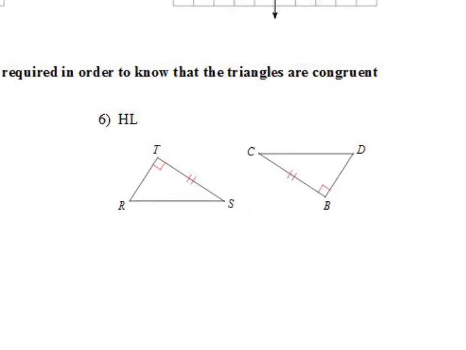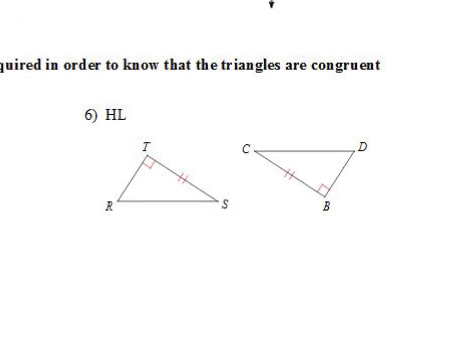Okay, number 6, if we wanted to use hypotenuse leg, that means if you have right triangles, all you need to show is that the hypotenuses are congruent and one of the legs. In this case, the marked information is a leg, because the hypotenuse on each is the side across from the right angle. Since we don't know those are congruent yet, that would be the thing we would need to know. So we would need to know that RS is congruent to CD. We already had a leg marked, and since the angles were given to be 90, that's how we knew they were both right triangles, and that's why hypotenuse leg actually works.